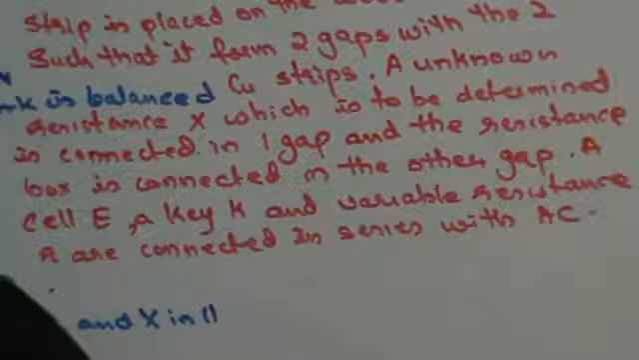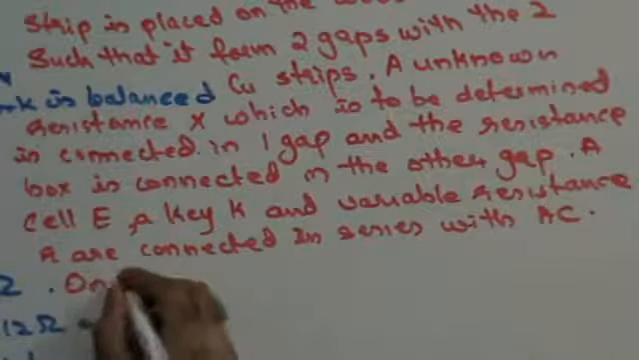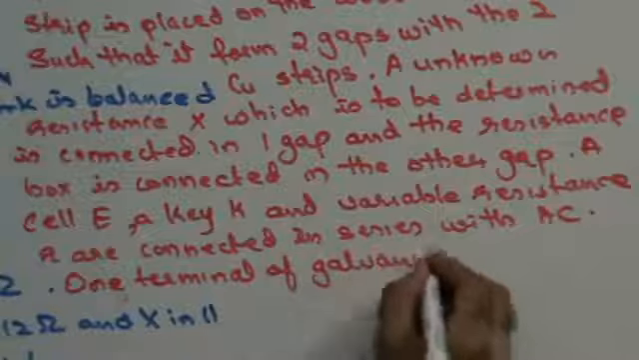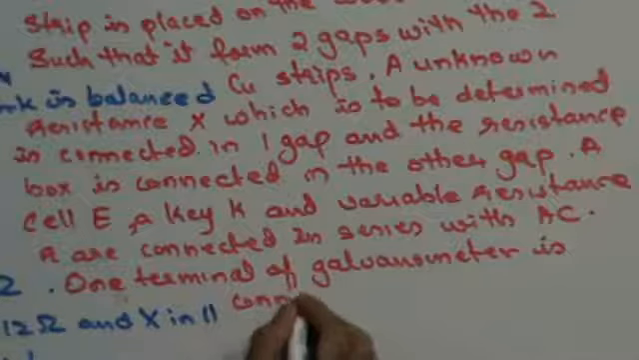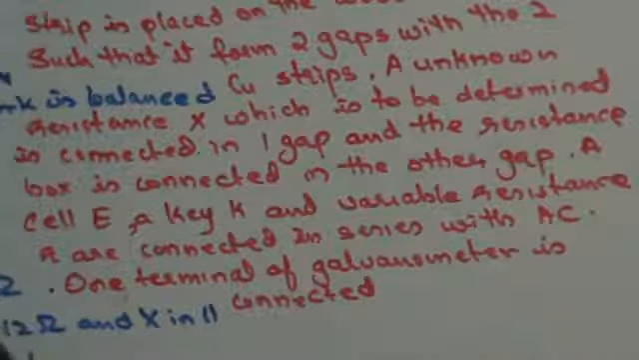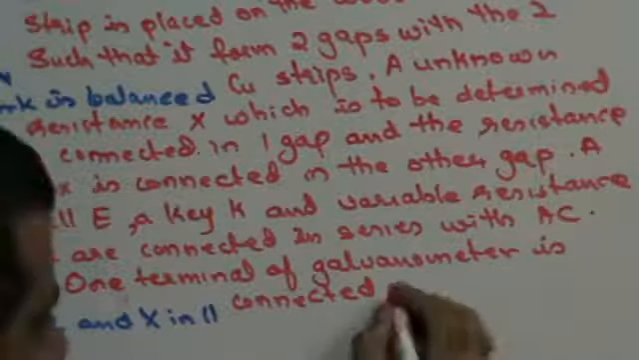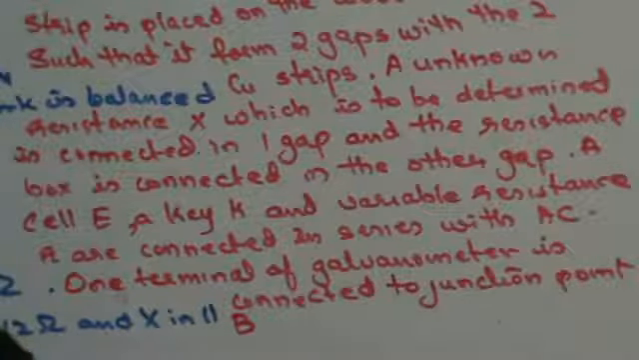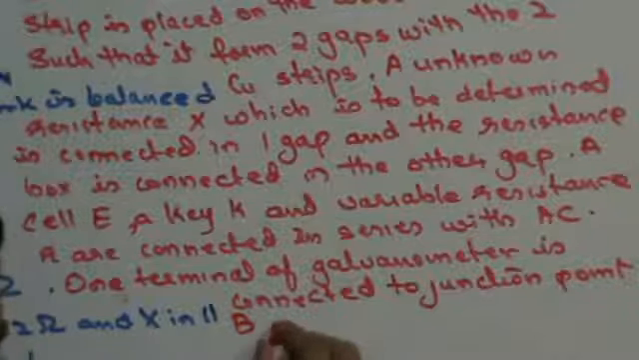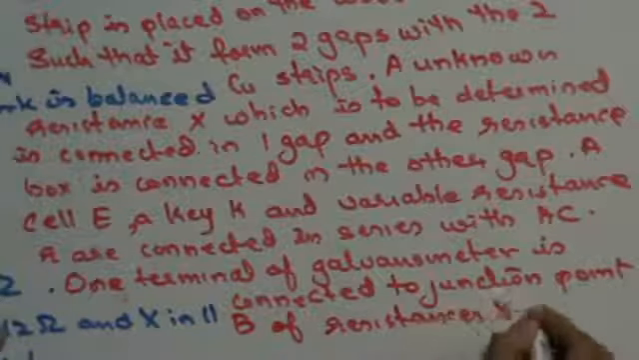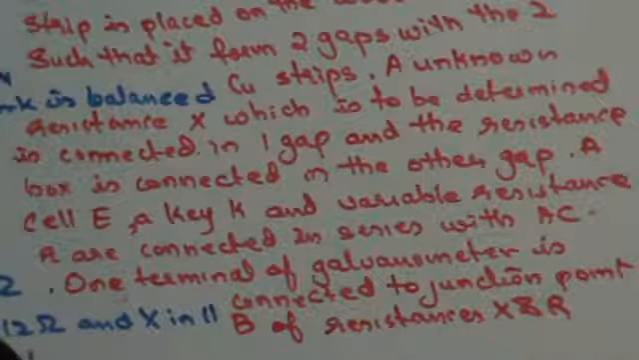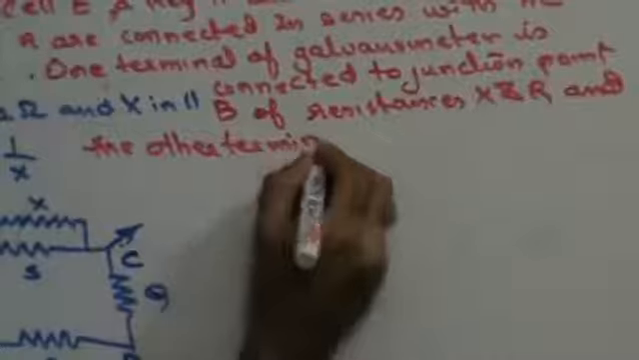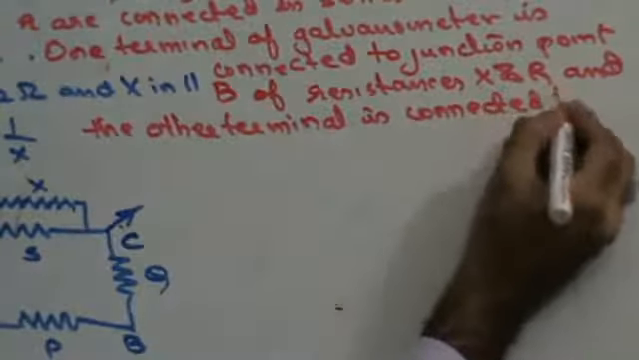One terminal of the galvanometer is connected to junction point B of resistances X and R, and the other terminal is connected to a sliding key.